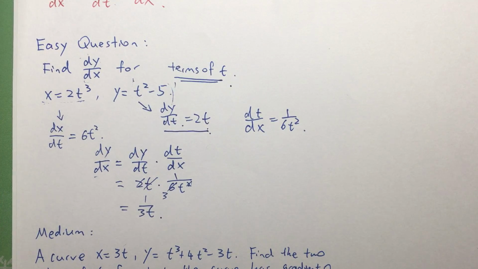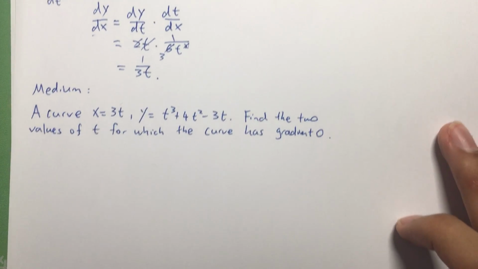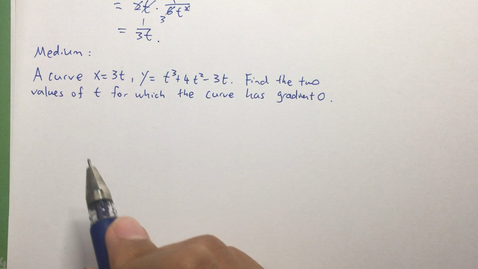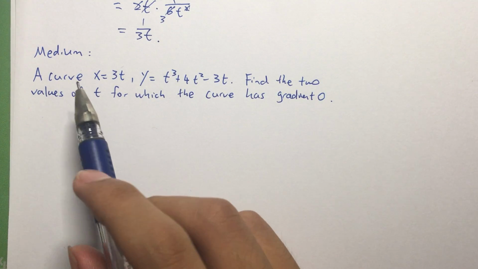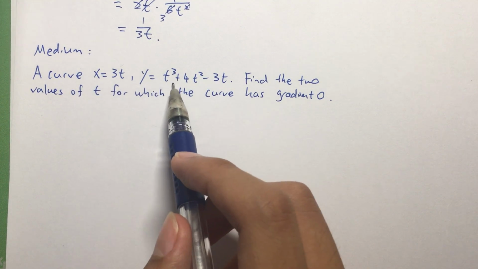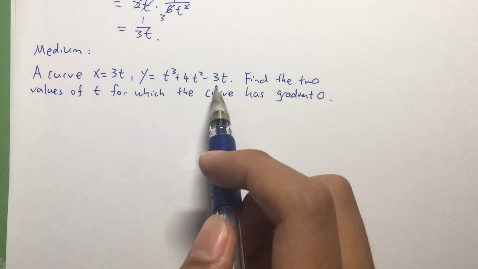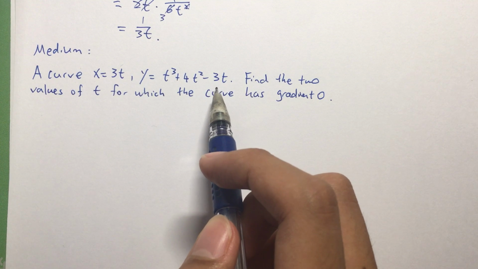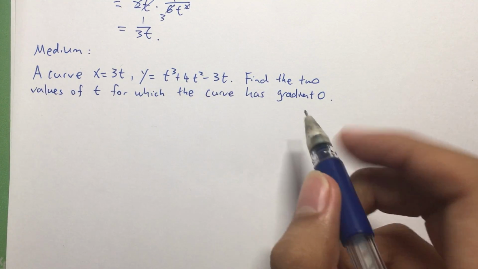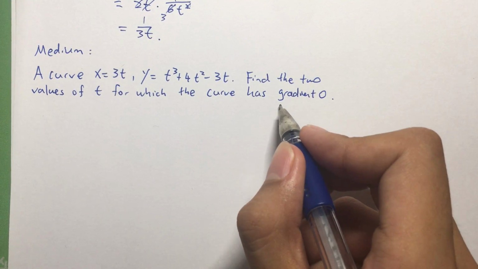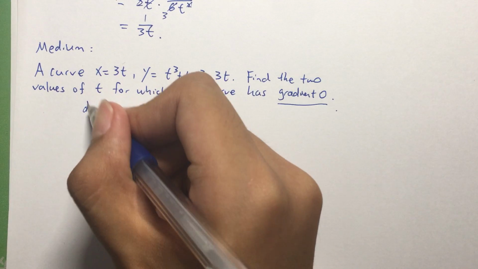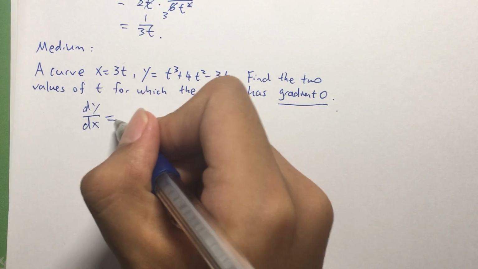Okay, so that is an easy question, and let's try a medium question. It's a parametric equation of a curve, x equals 3t and y equals t cubed plus 4t squared minus 3t. Find the two values of t for which the curve has gradient 0. Okay, it says gradient 0. What does it mean? It just means that dy over dx equals 0, right?